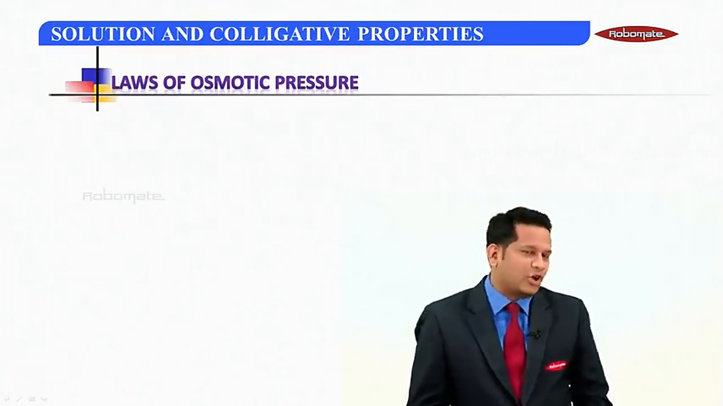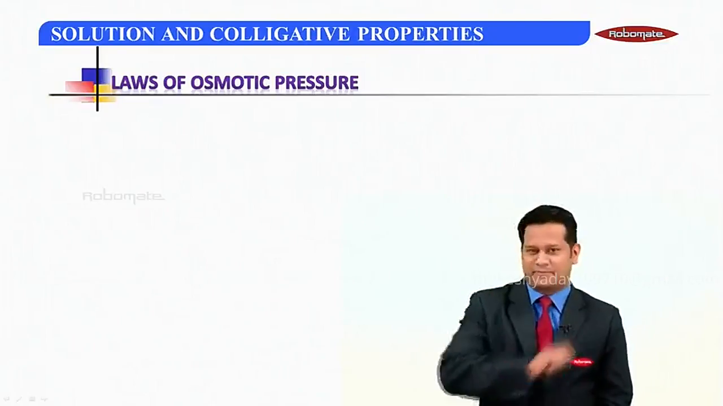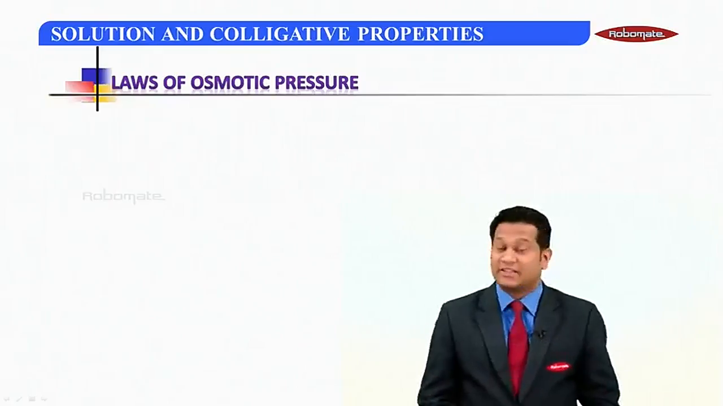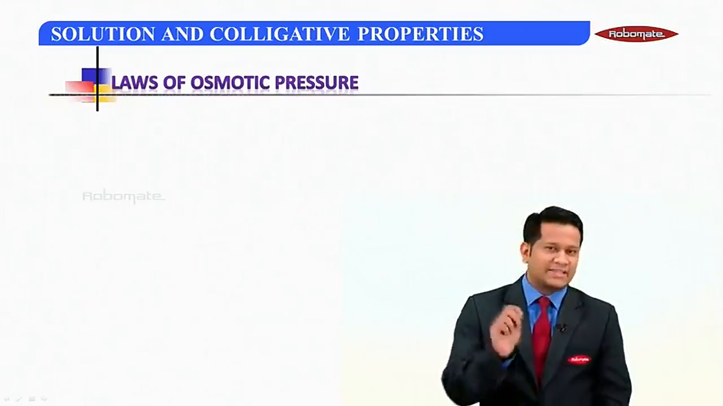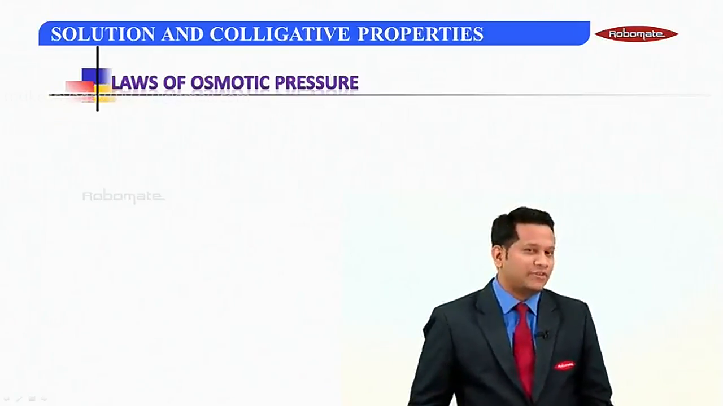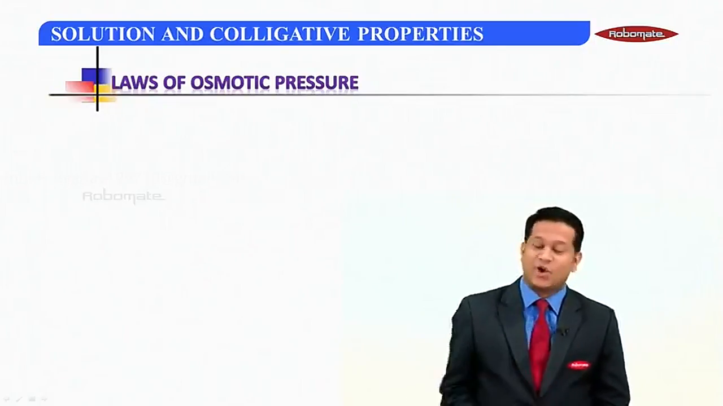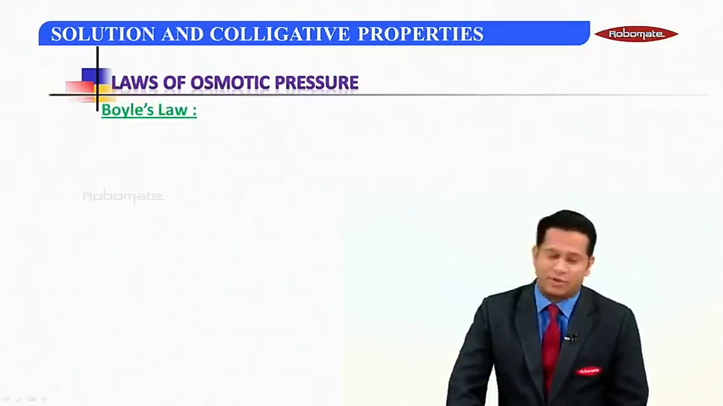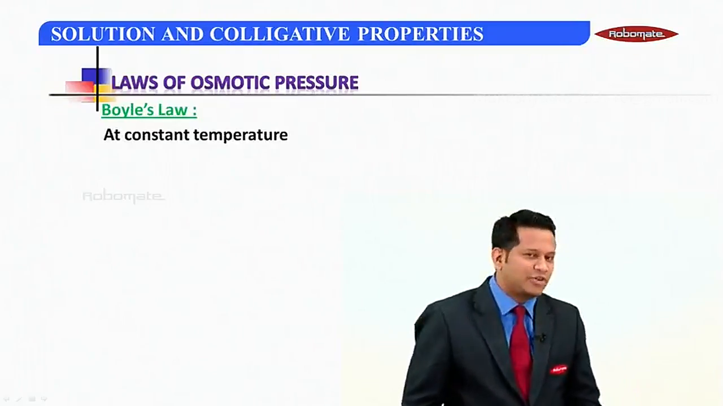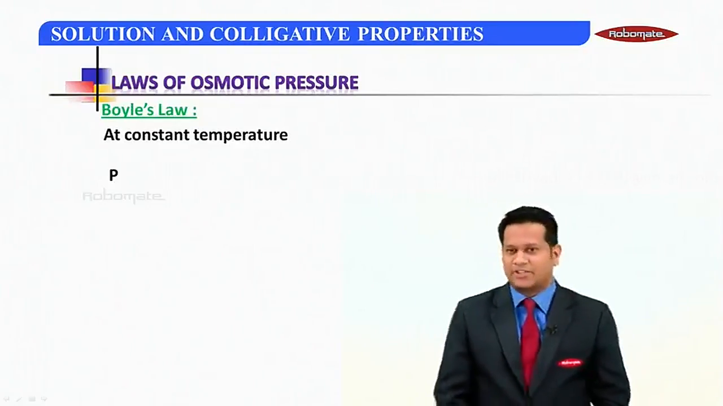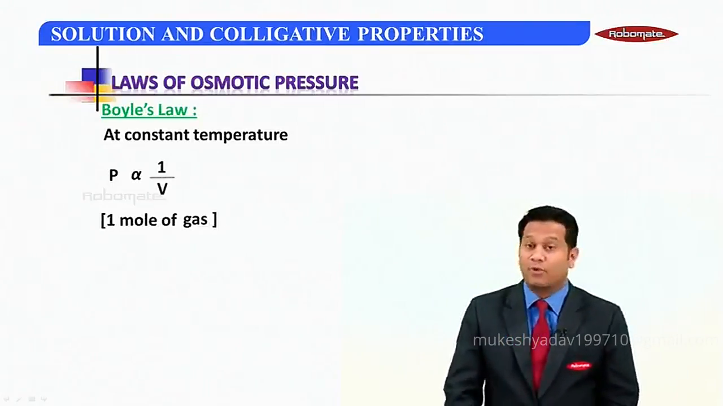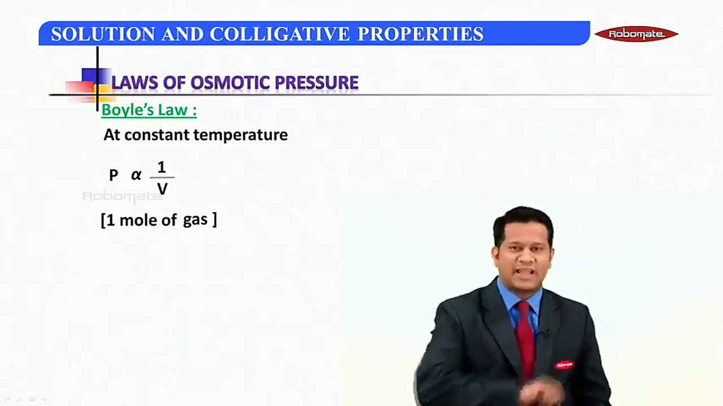In colligative property we precisely study dilute solutions, and the solute particles are in a state of random motion, and such a behavior is very similar to that of gases, and hence we'll study all the gas laws with respect to solution. The first one is Boyle's law, which states that at constant temperature the pressure is inversely proportional to volume, that is for 1 mole of gas.